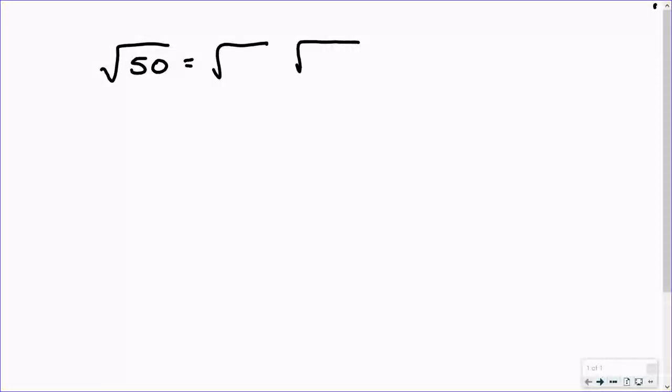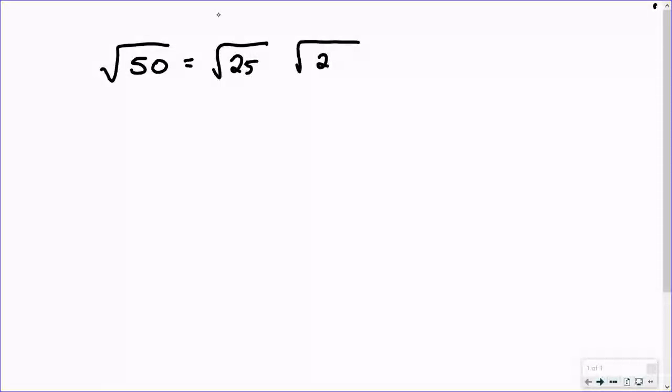Perfect squares: 1 squared is 1, 2 squared is 4, 3 squared is 9, 4 squared is 16, 5 squared is 25, and so forth all the way through there. And I want to find the biggest perfect square that will divide into 50. Well, that happens to be 25 and 2.